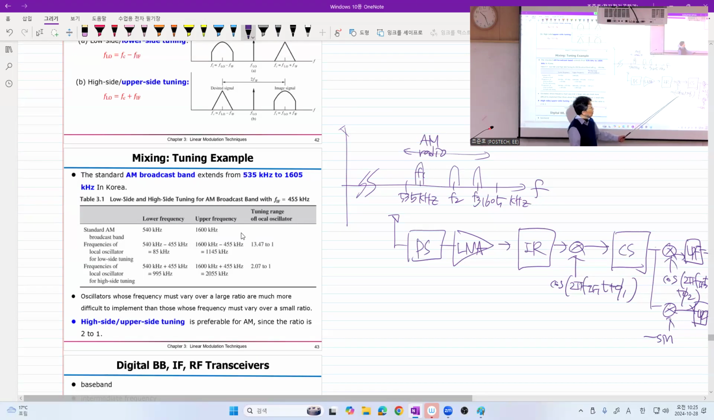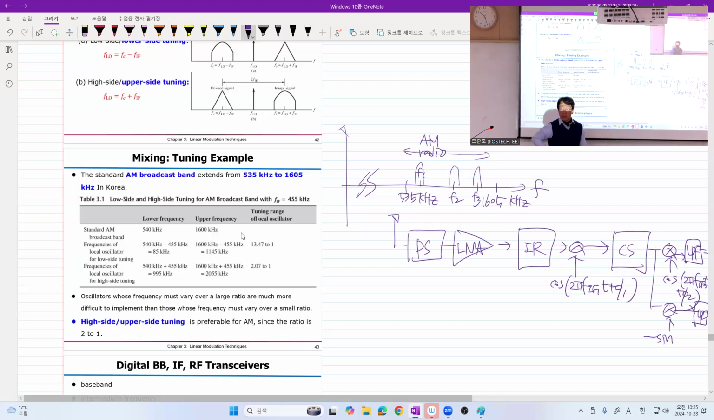Then what do you want? You need to change this one, right? And you have a fixed filter so that you can just fix this second stage part. And this channel selection filter may have very good frequency response. Or you may fix this one, but change the channel selection filter depending on your FIF1, and also change this one.